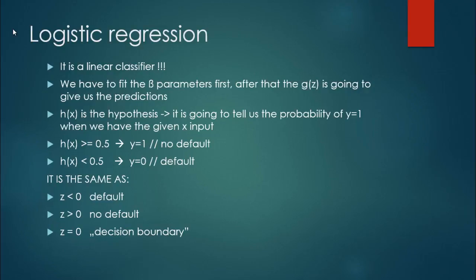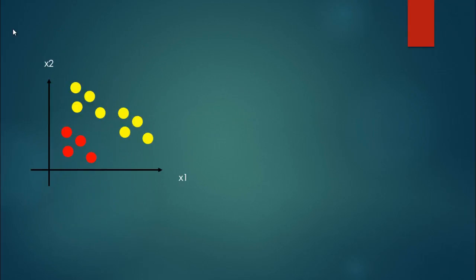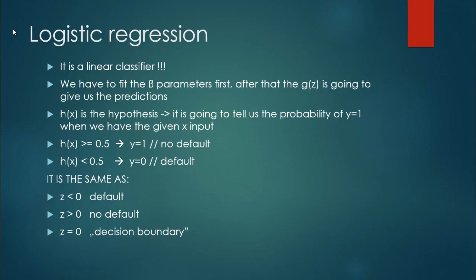If the z is greater than 0, it means that he or she can repay the debt. And if the z is equal to 0, that's what we call the decision boundary. So for example, let's consider a classifying situation like this. We have the x1 and the x2 axes, and we have the red dots and the yellow dots. And we want to find a decision boundary, as we have discussed here. So if the z is equal to 0, this is the decision boundary.